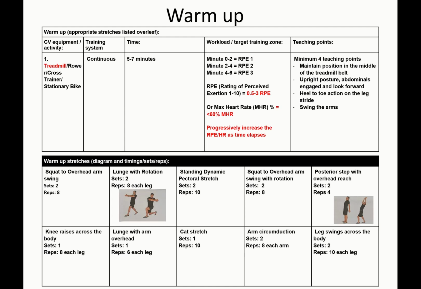There are a few things that we need to make sure that we include, and that's of course the name of the exercise. You can see here for this example we've got lunge with rotation. We also need to include the number of sets and then the repetitions within each set. You can see here that I've stipulated 2 sets and 8 reps on each leg.